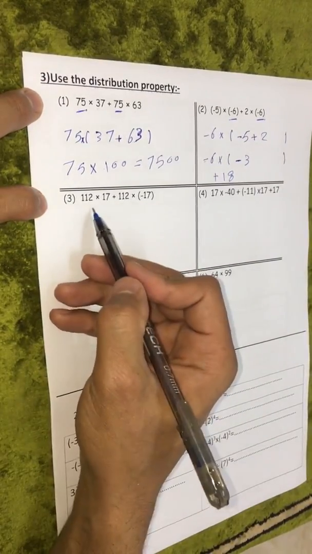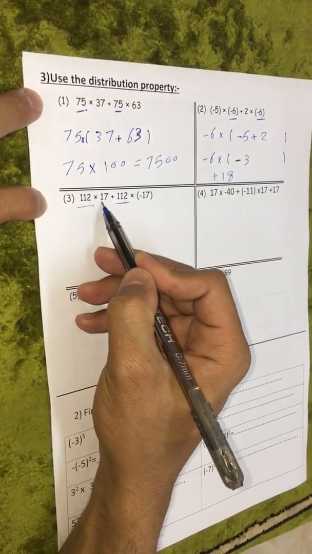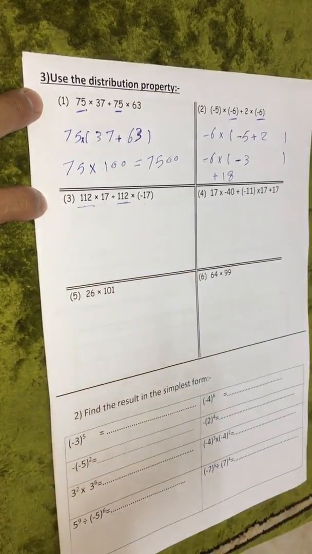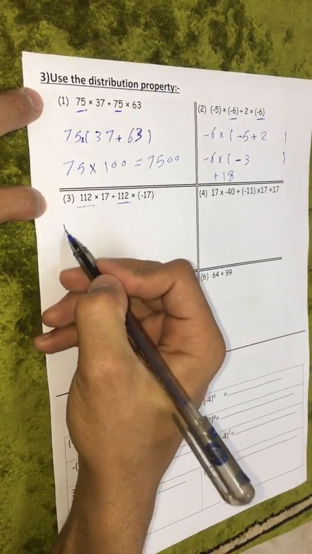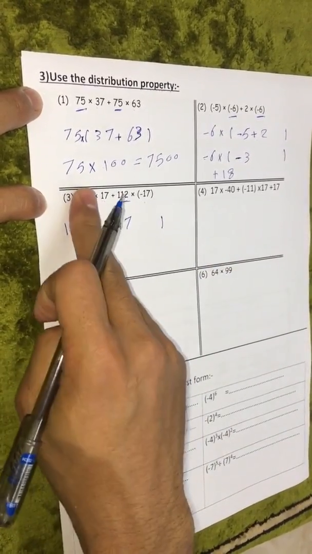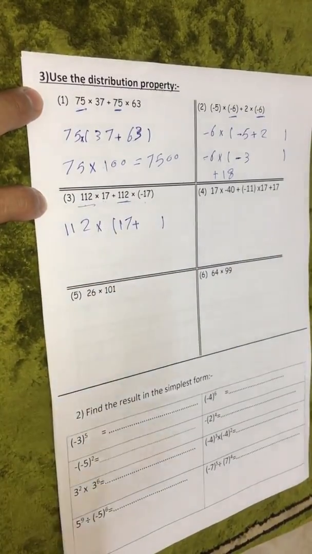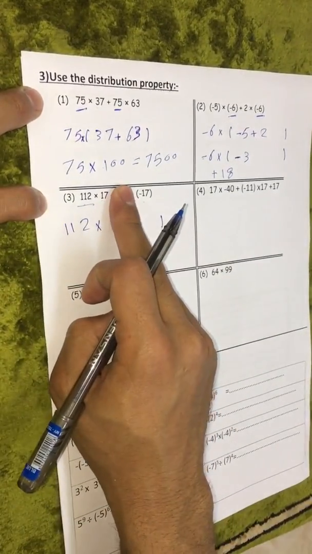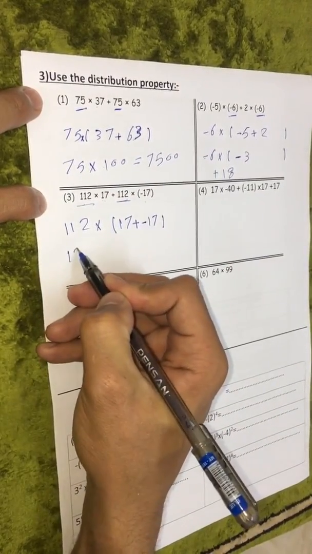Next one, you have two repeated numbers, negative 112 and 112, and on another side 17 and negative 17. They are two similar signs and they are repeated, but you must take the repeated number with the same sign. So I will take 112 by bracket. If you take 112, the remainder is 17. Plus, anyway, put positive. If you take 112, the remainder is negative 17. You can simplify.